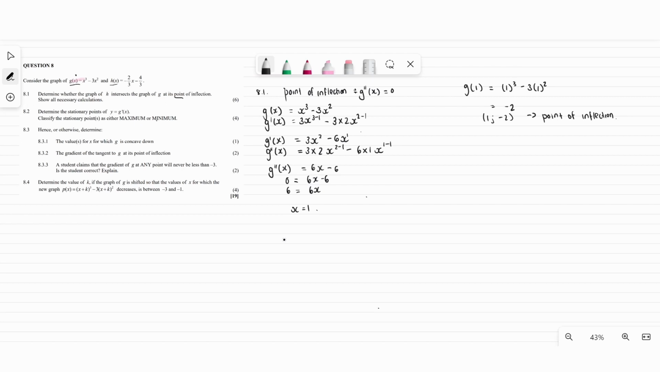Negative 2. If it does give us negative 2, then the points of inflection and the intersection are the same. So let's do that. Let's find h at 1. When we simplify this or put this in the calculator, we're going to get negative 2. So we find the fact that g at 1 and h at 1 are both equal to negative 2. Therefore, to conclude, h intersects the graph of g at its point of inflection. Then you're basically done with this question.